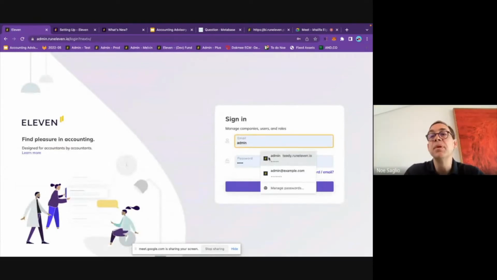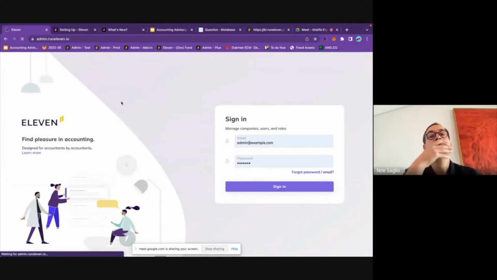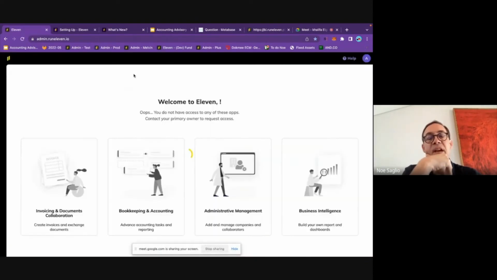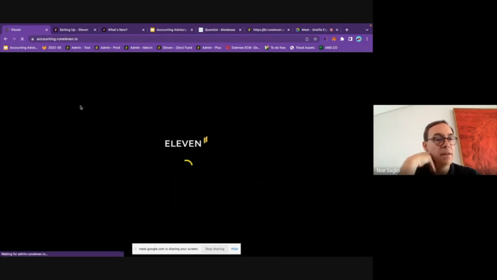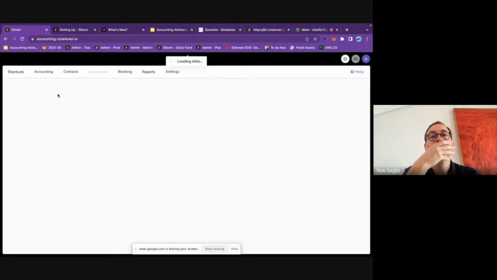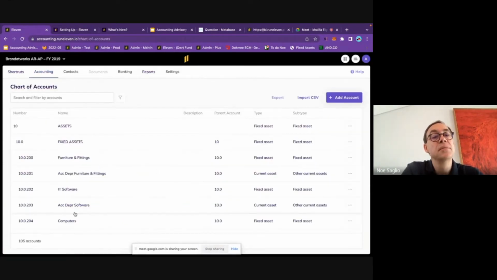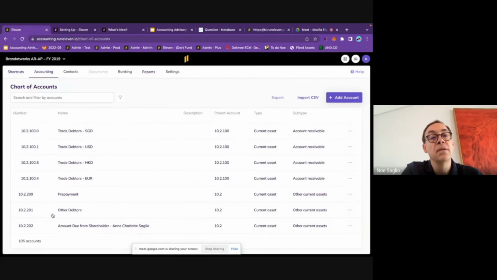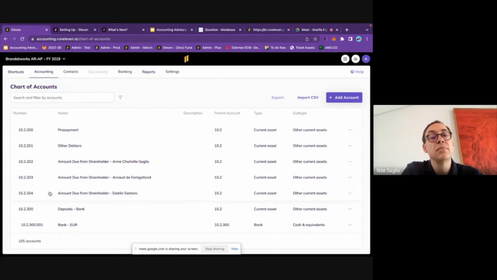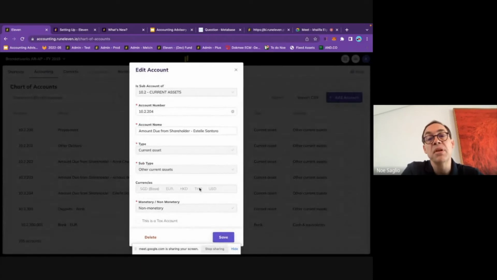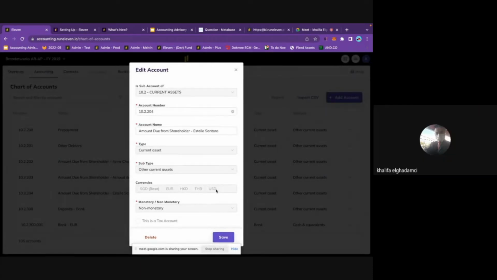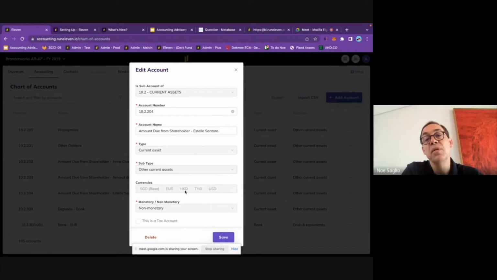Let me show you an example. This is an example of an account which is in multiple currencies. So I log into another one. This is another account. So if I go here, and I go to my chart of accounts, you can see here that the account is supporting multiple currencies. Oh, yeah, I see. You have Singapore dollar, euro, Hong Kong dollar, Thai baht, and USD.